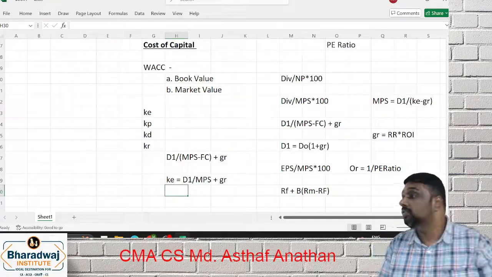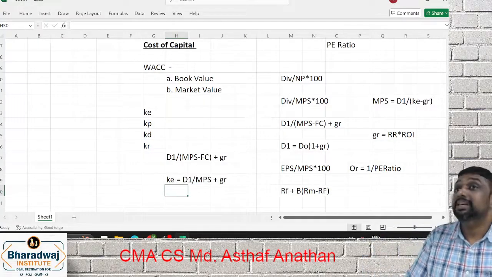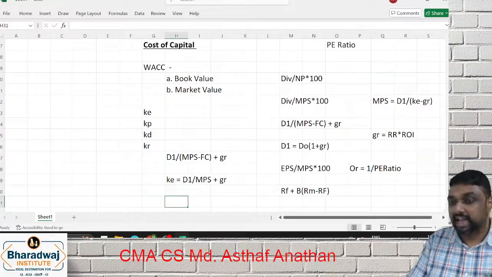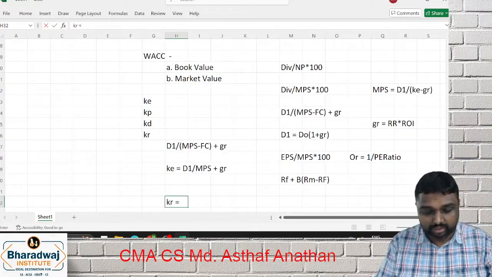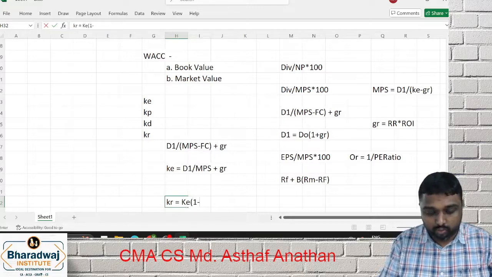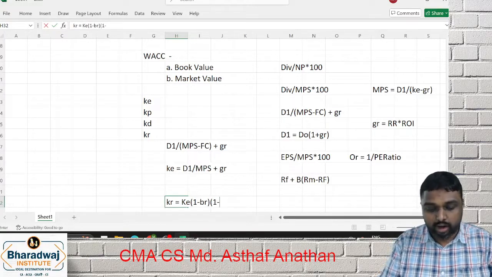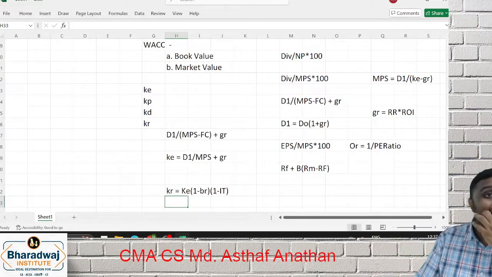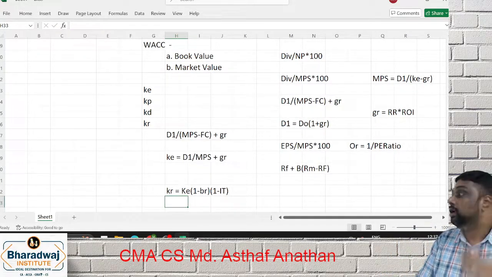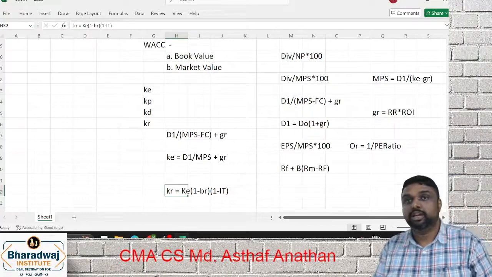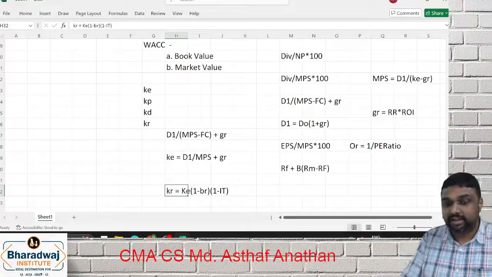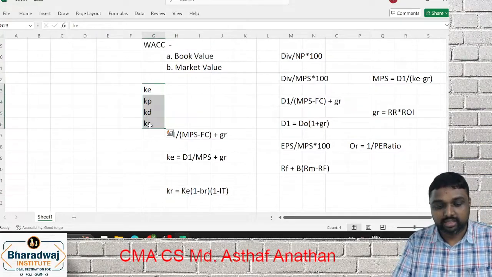Then one more situation we discussed there. There is a personal tax rate given. What is called? Personal shareholder personal tax. In such a case, KR is equal to KE into 1 minus brokerage into 1 minus IT. We take an IT, not company tax. It's a shareholder tax or a personal tax. There are some questions in our material also based on this. Are you clear? So KE we discussed there, KR we discussed there.